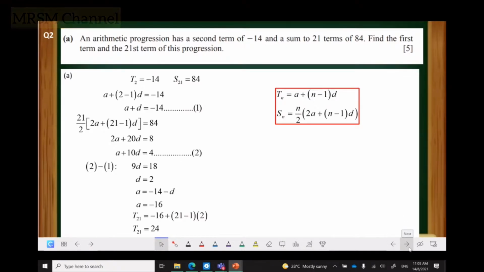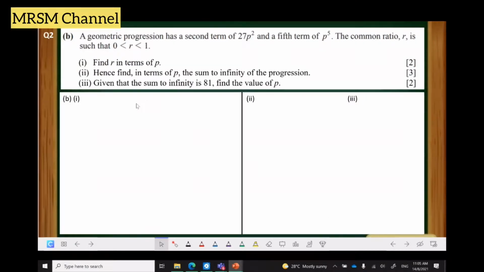Okay, next. Okay, next we go to B. Okay, dia kata geometric progression. Tadi arithmetic, sekarang ni geometric. Geometric progression has a second term of 27p square. Okay, fifth term of p to the power of 5. Alright, so T2 is 27p square. T5 is p to the power of 5.